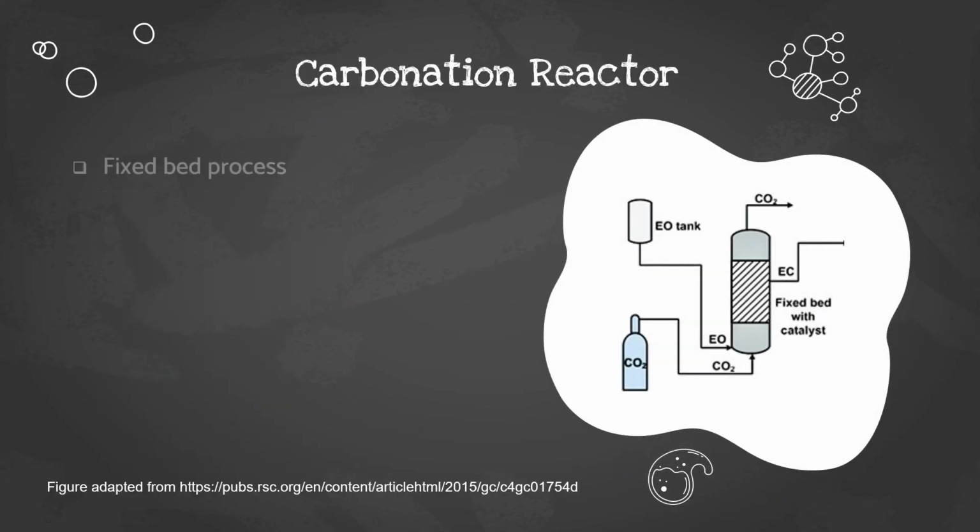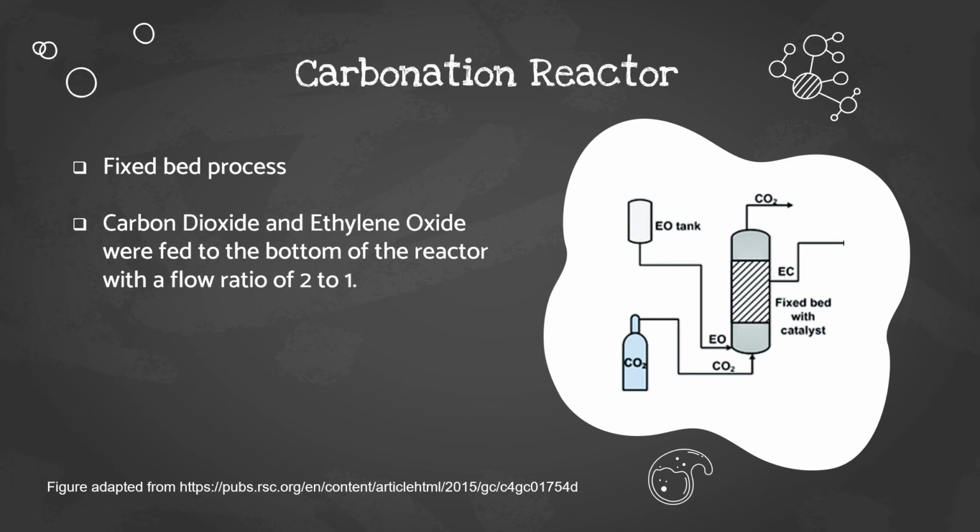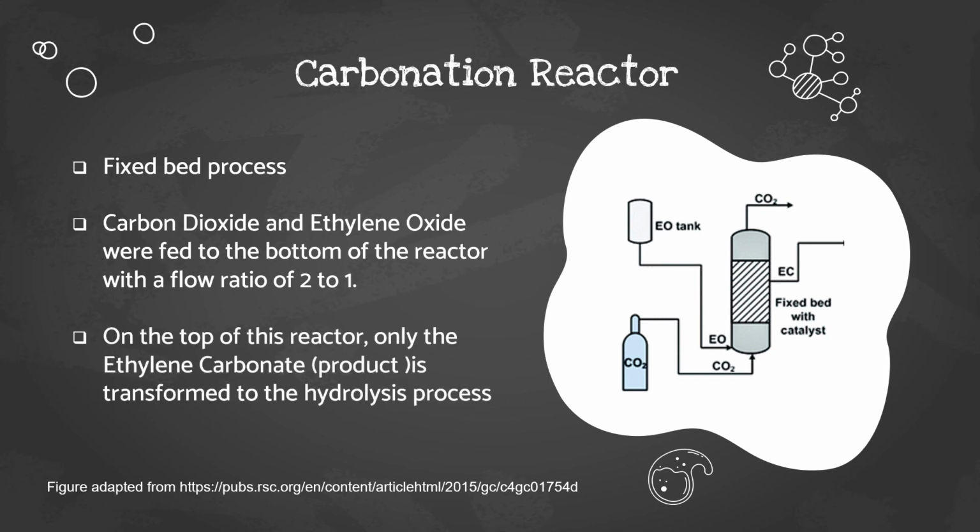Carbonate reactor is a fixed-bed process. The reaction that takes place in this reactor is carbonation in the presence of carbon dioxide. Carbon dioxide and ethylene oxide were fed to the bottom of the reactor with a flow ratio of 2-to-1. On the top of this reactor, only the ethylene carbonate, which is the product, is transferred to the further hydrolysis process.